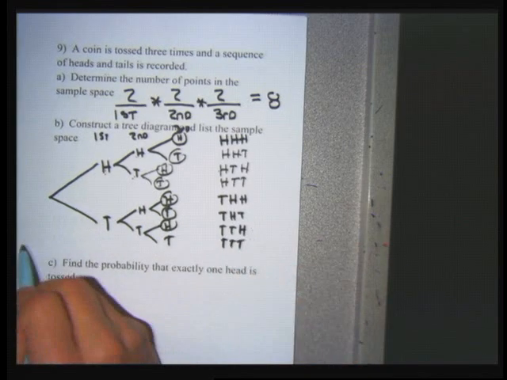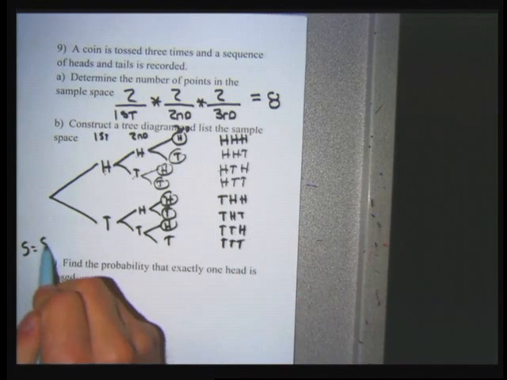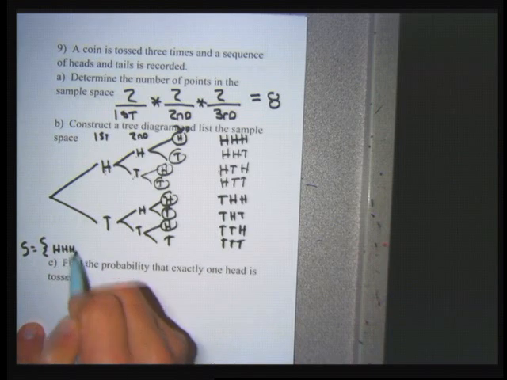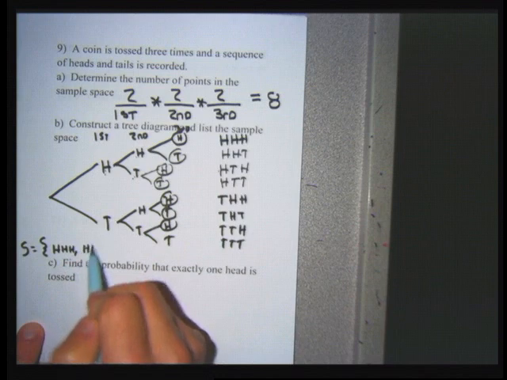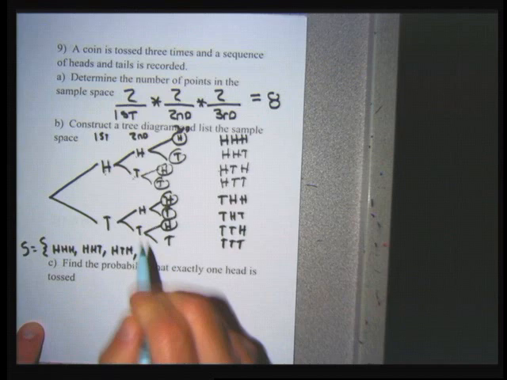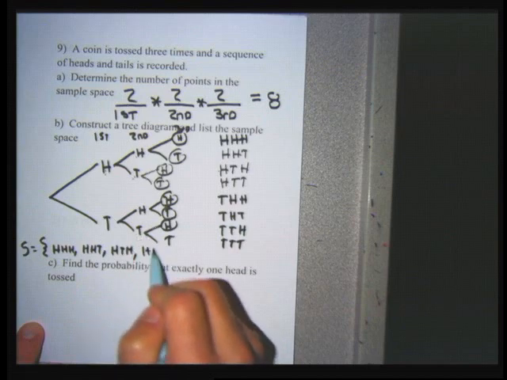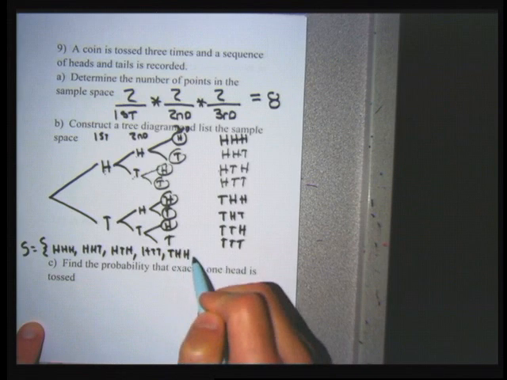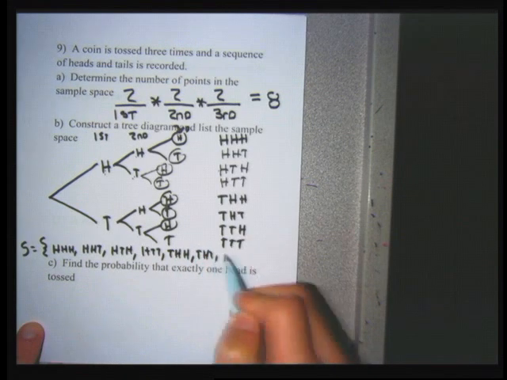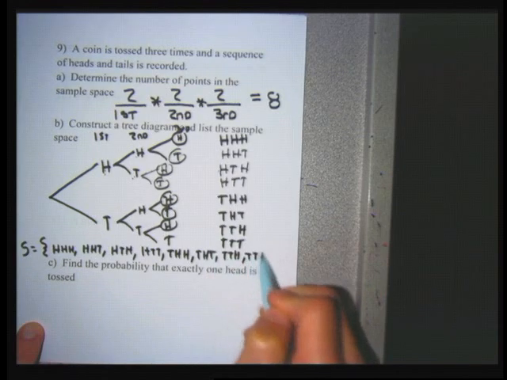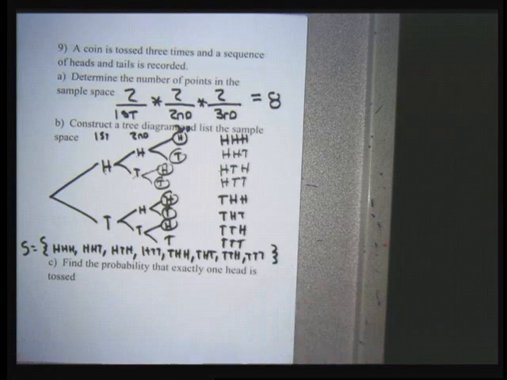So it would be nice if I said sample space equals, and I wrote head, head, head, comma, head, head, tail, head, tail, head, head, tail, tail, tail, head, head, tail, head, tail, tail, tail, head, and tail, tail, tail. Using S for the name, putting them in set brackets would be nice.